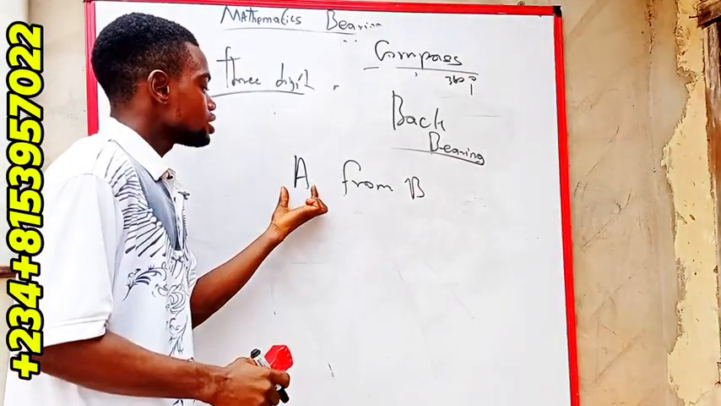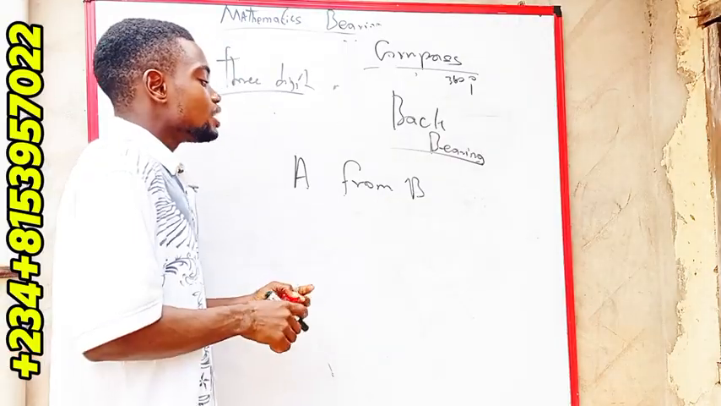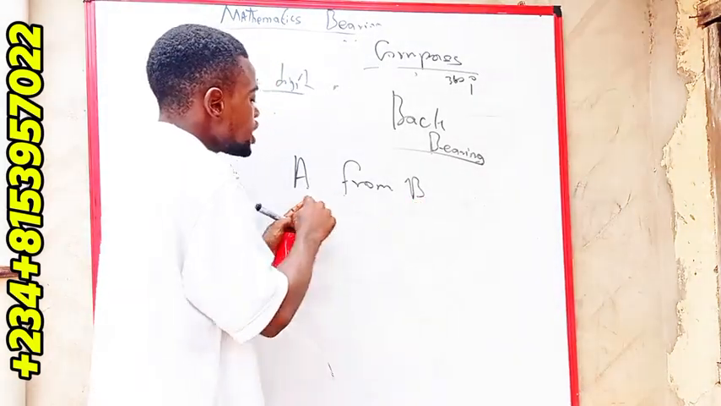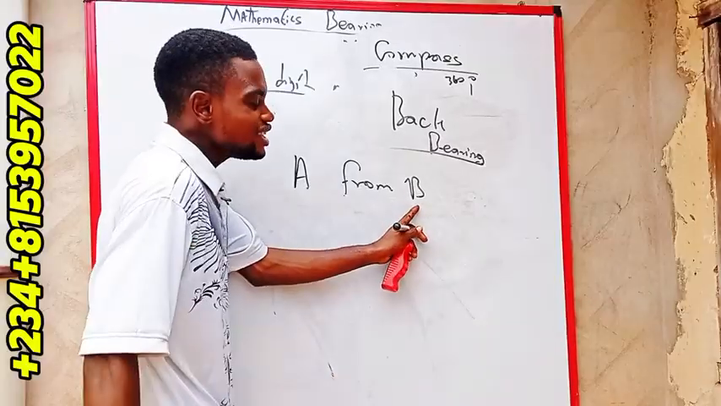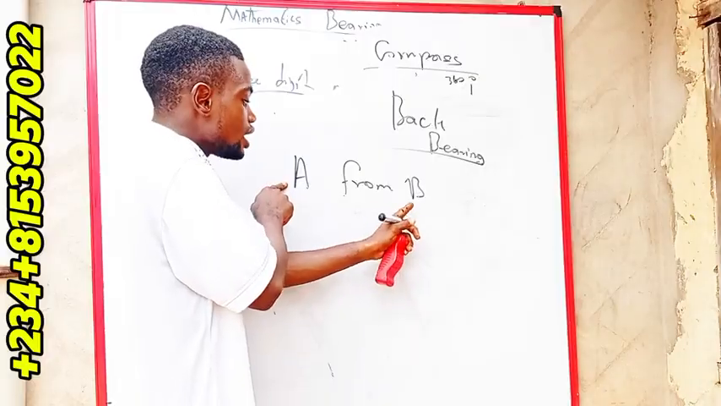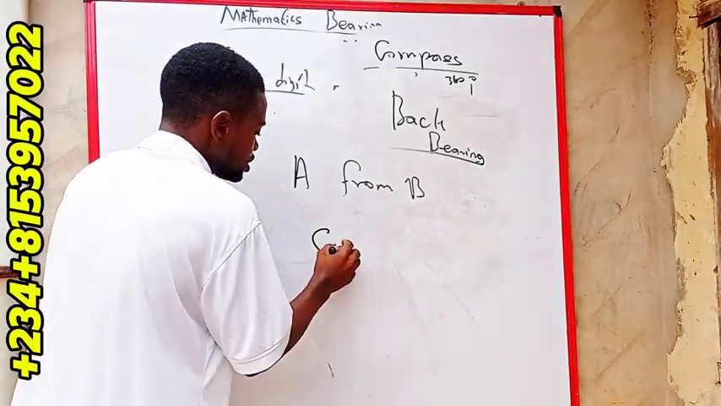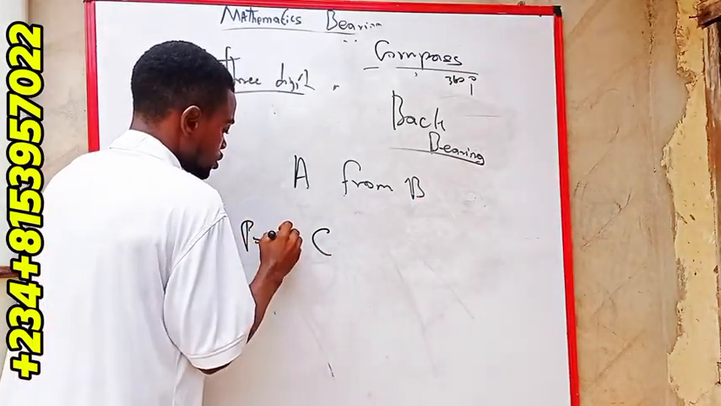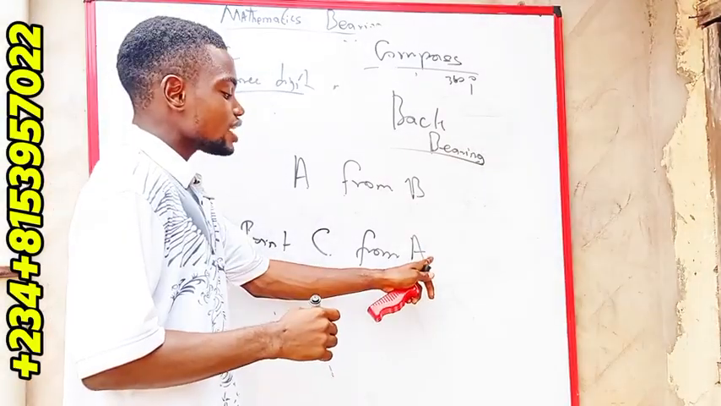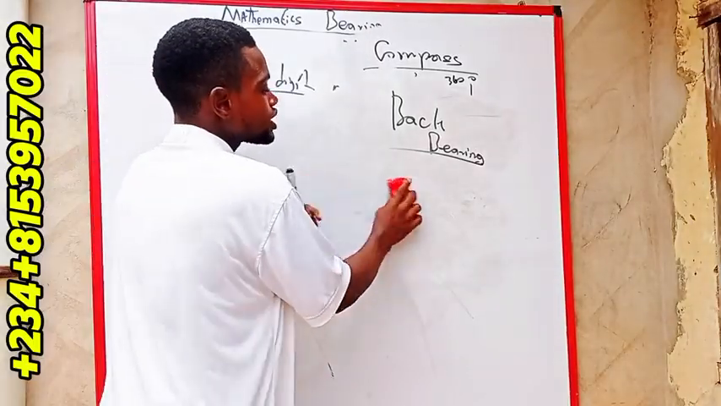It means that the person starts from A from B? No. The person is at A, but the person came from B. So A from B means that B is the starting point, but the person is at A. I get it. The same thing as point C from A. Point C from A means that A is the starting point.